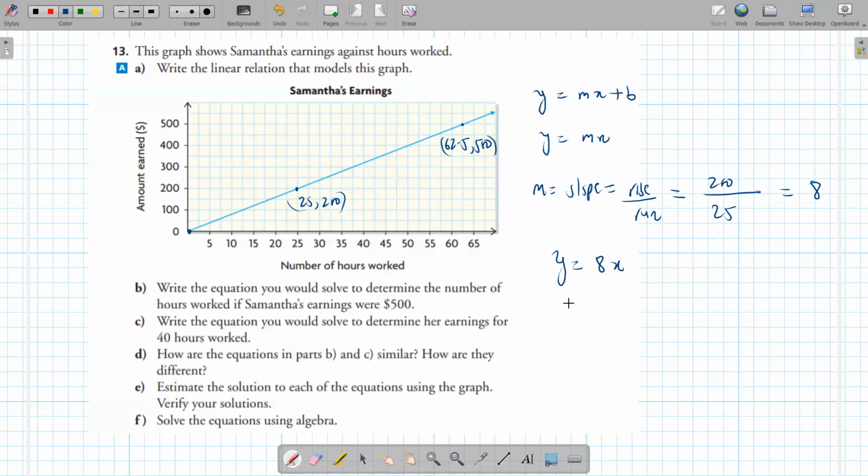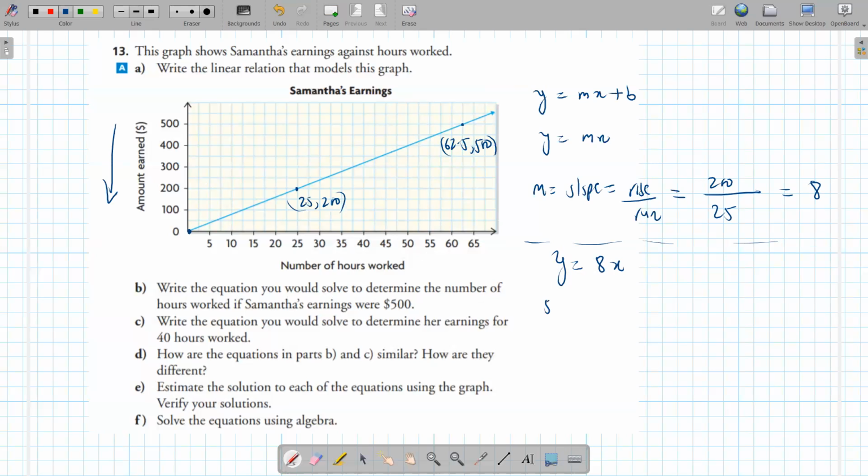Where y is the total amount earned and x is the number of hours worked. So her wage is only $8 an hour. That makes sense? Yes. Part B, write the equation you would use to solve for 500 bucks.